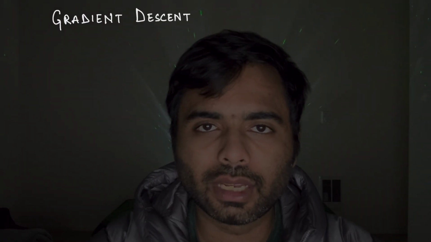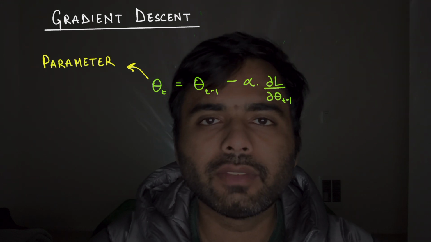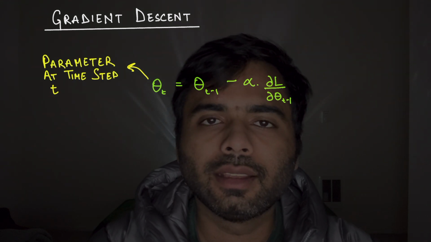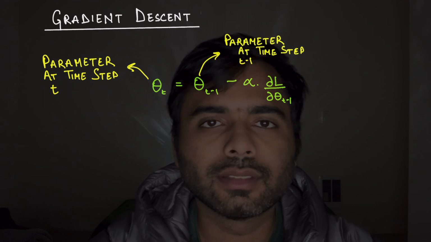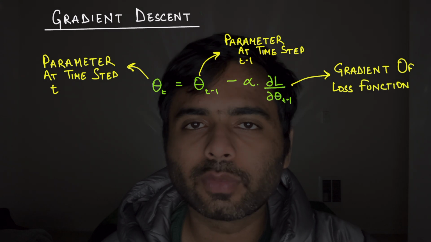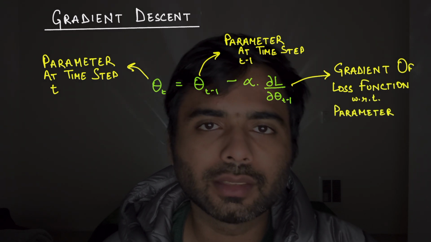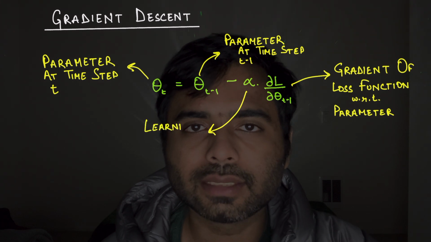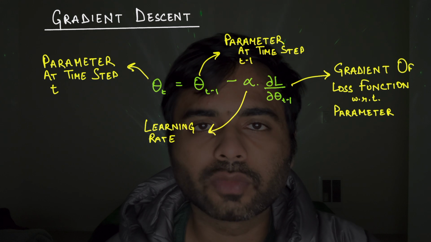Mathematically, the update rule for gradient descent is given by the formula where theta t represents the parameter value at time step t, theta t minus 1 represents the parameter value at time step t minus 1, the gradient term represents the gradient of the loss function with respect to the parameter value at t minus 1, and alpha represents the learning rate. The negative sign ensures that we move in the opposite direction of the gradient.